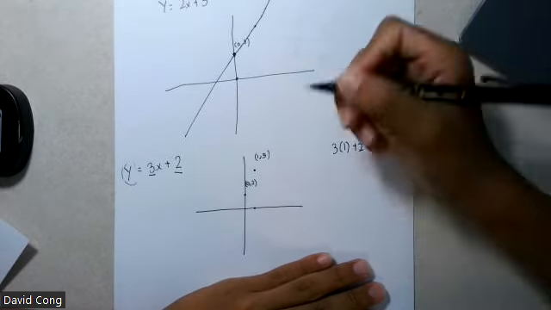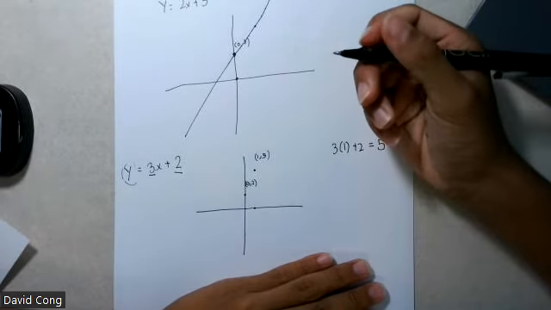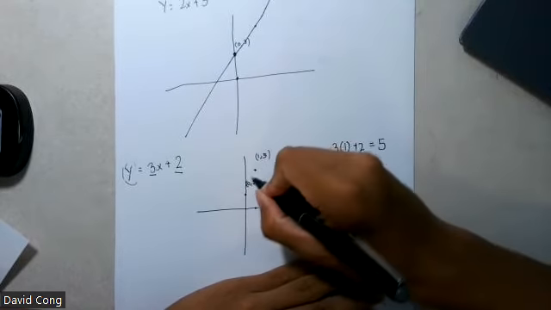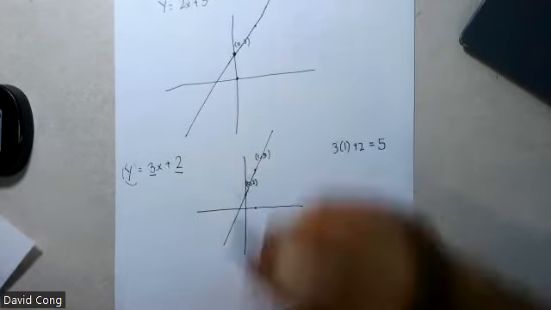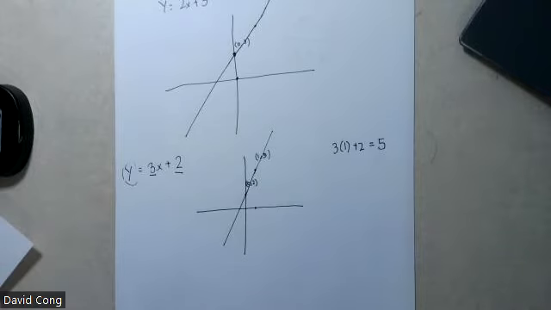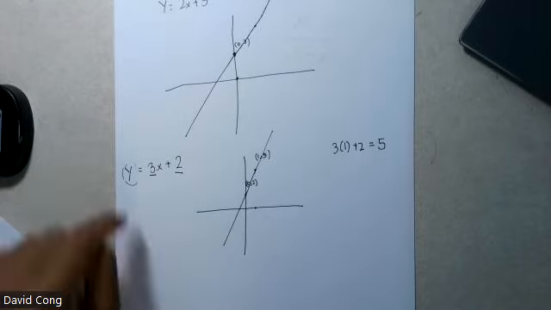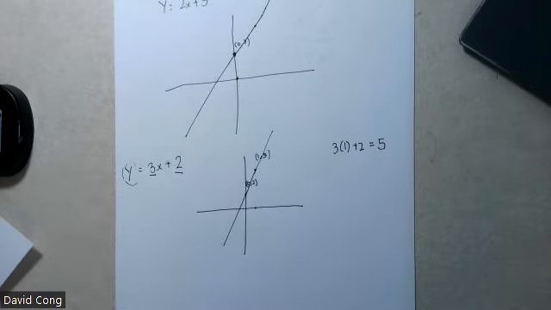Now that we have our 2 points, how can we finish a line? We connect the points and keep going. And this is the line. This line represents every single solution to y = 3x + 2. There are an infinite number of solutions to this.